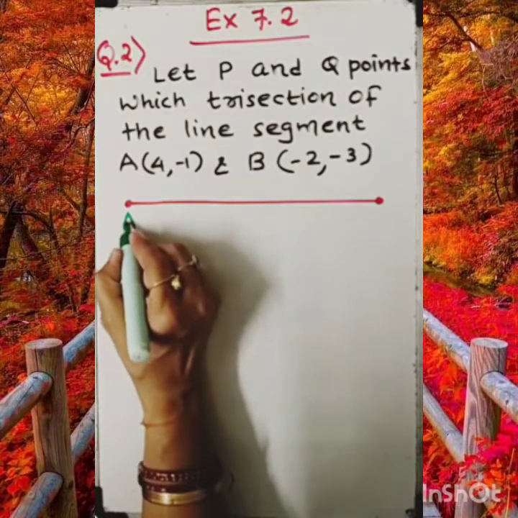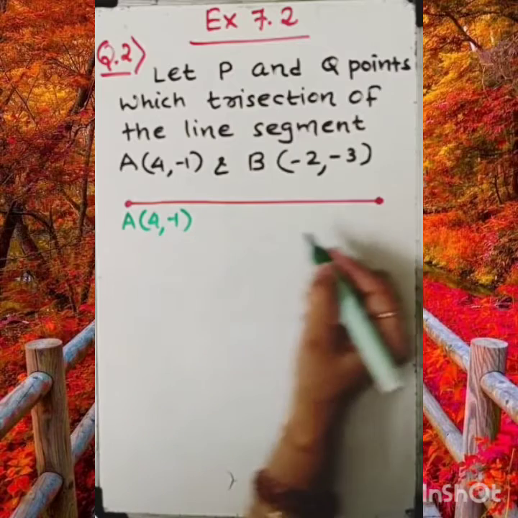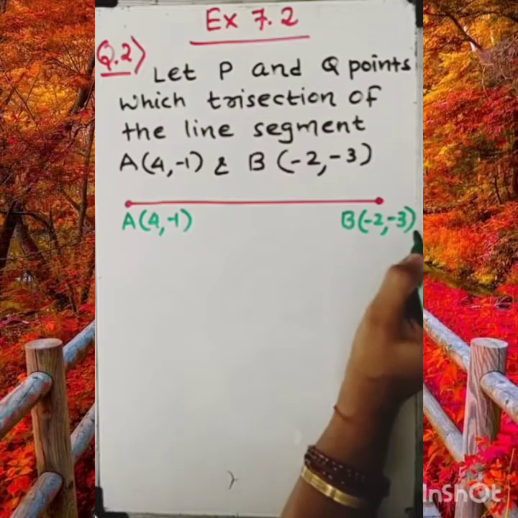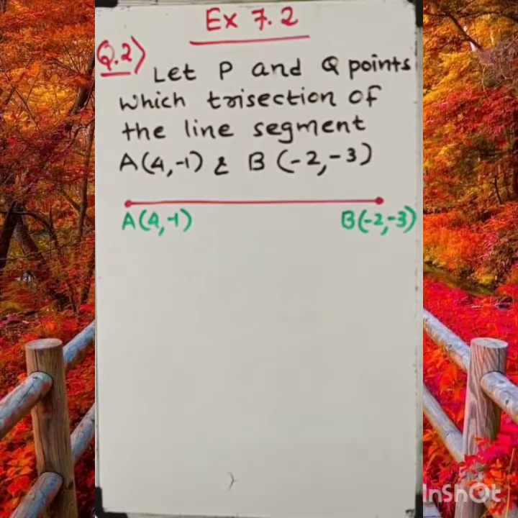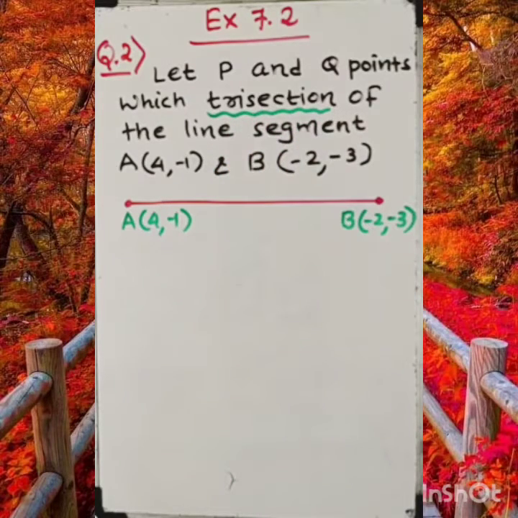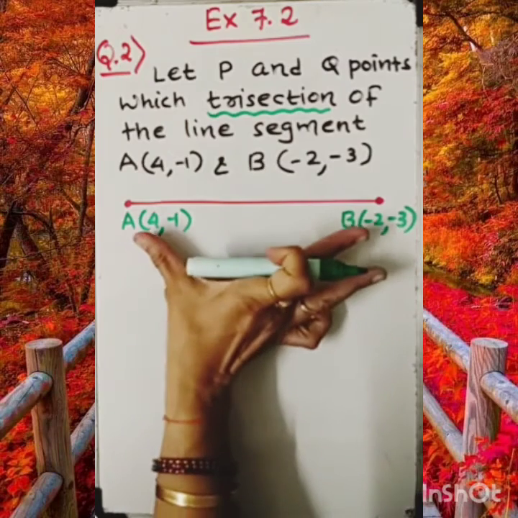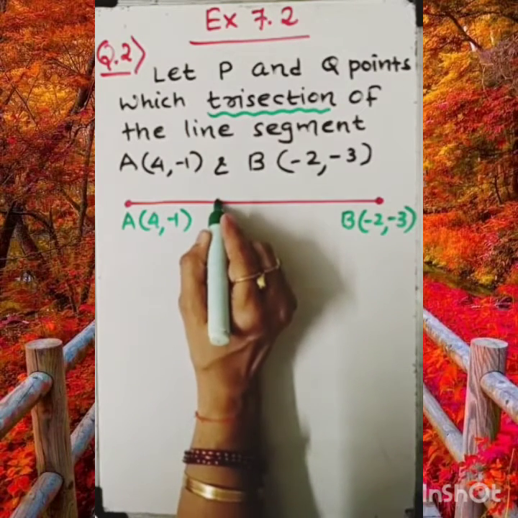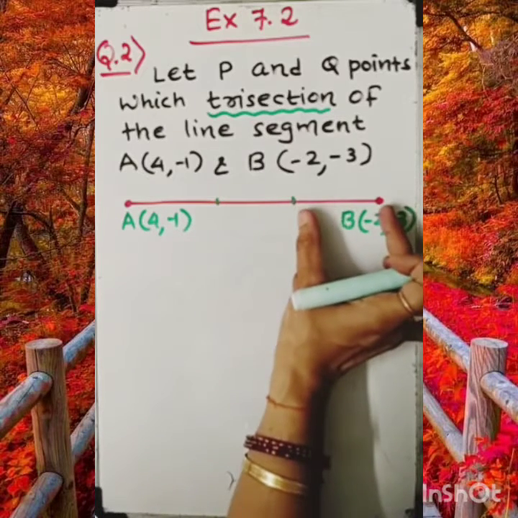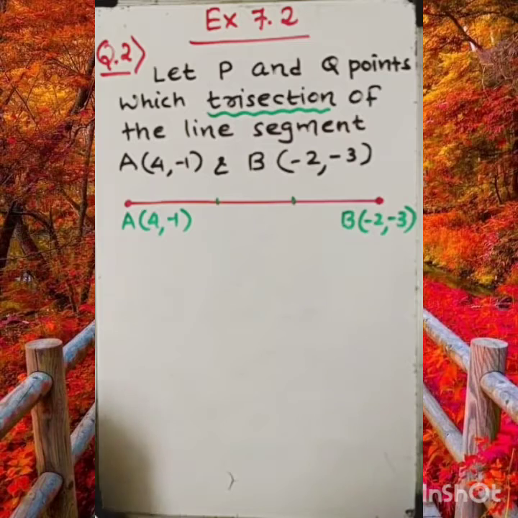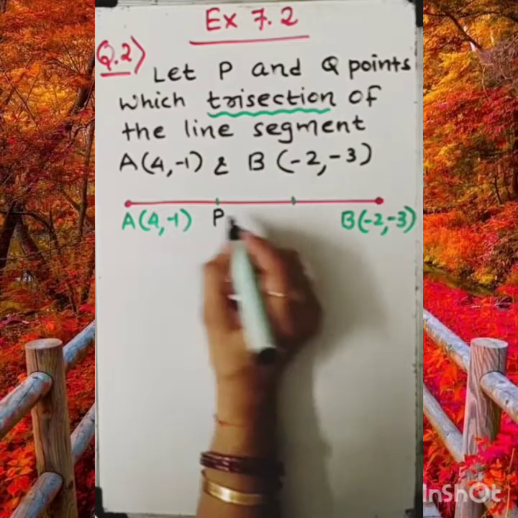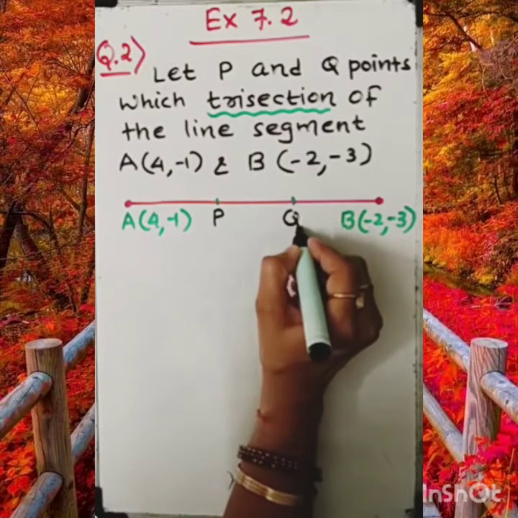Here A has coordinate (4, -1) and point B has coordinate (-2, -3). In the question we are given trisection. Tri indicates 3 equal parts. If I divide this line segment into 3 equal parts, you can see the first part, second part and third part. So I am considering this point as P and this point as Q.